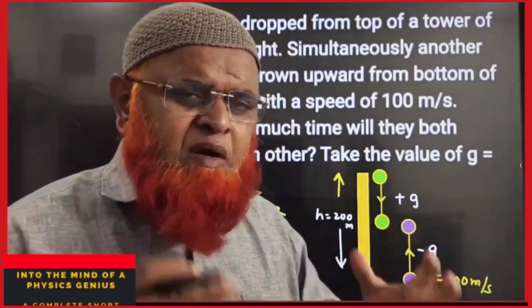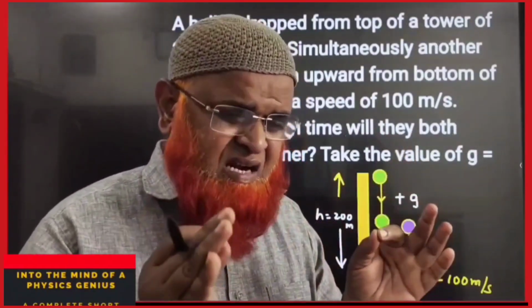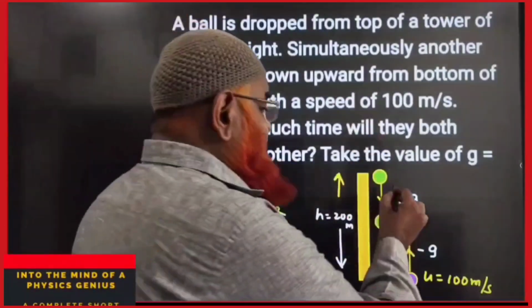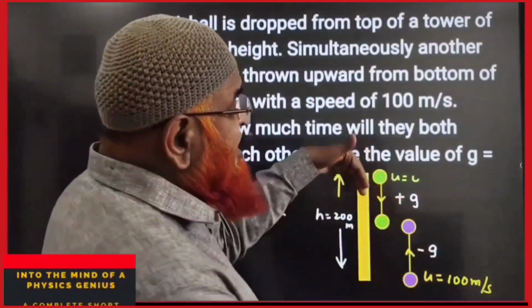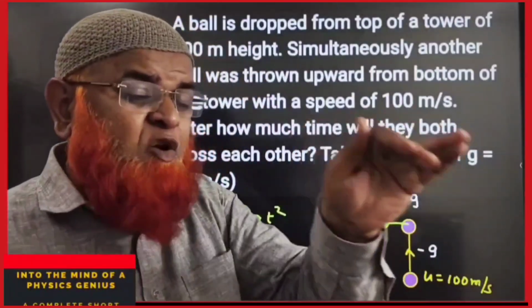Dear students, I will tell you a wonderful short trick which you will not find on the internet. Let me see here now. When a ball has been dropped down, having initial velocity 0, and one ball is thrown upwards, they will meet at a certain point at a certain time. You have to find out that time.